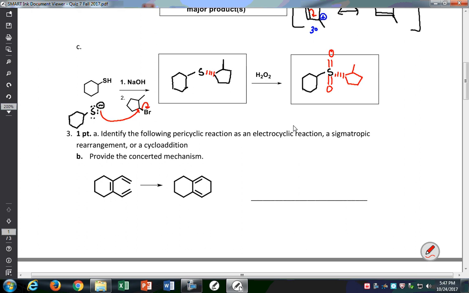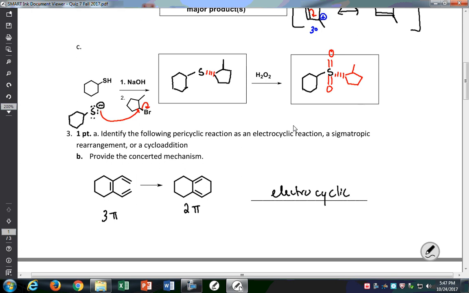Okay, and this next one, the answer is not pericyclic, because electrocyclic, sigmatropic, and cycloaddition are all examples of pericyclic reactions. So notice that we're starting with 3 pi bonds, and we only have 2 pi bonds. So that means we lost a pi bond and we gained a sigma bond. So this is an electrocyclic.